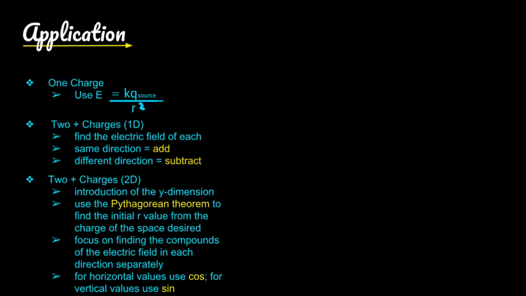Moving on, lastly, for the 2 or more charges in 2D, you have the introduction of the y dimension. So that's what the 2D means. Not only do you have charges on the timeline, but you also have them in the y dimension. So you could have a point where maybe your charges are at -3, 0 and 3, 0, but it's asking you to find the electric field at point 0, 3.